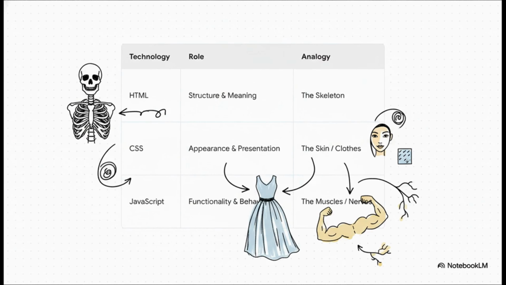Let's bring back our body analogy because it ties this all together perfectly. If HTML is the skeleton, then CSS is the skin and the clothes. It's what gives the page its look, its appearance. And JavaScript, well, that's the muscles and the nerves. It allows the page to move, to react, to actually do things. So you got it. Skeleton, skin, muscles, structure, presentation, and functionality.